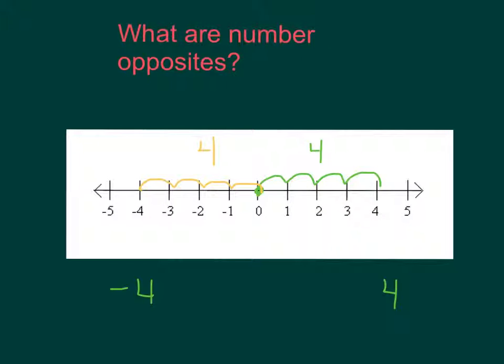We also know that -4 is also 4 units away from 0 on the number line. So because the absolute value of -4, which equals 4, is equal to the absolute value of +4, which is also 4, we can say that -4 and 4 are called number opposites.